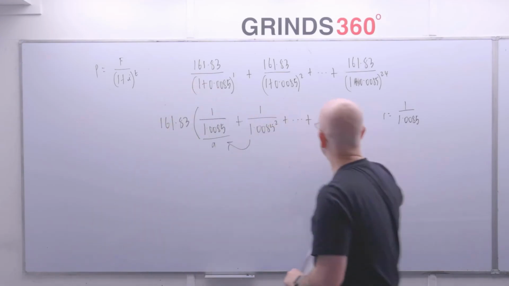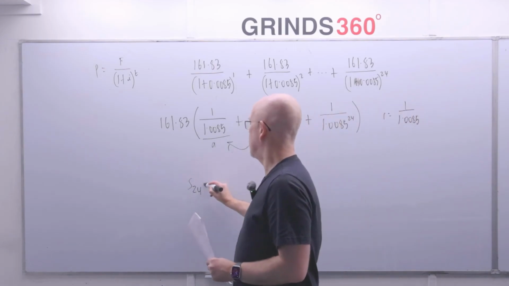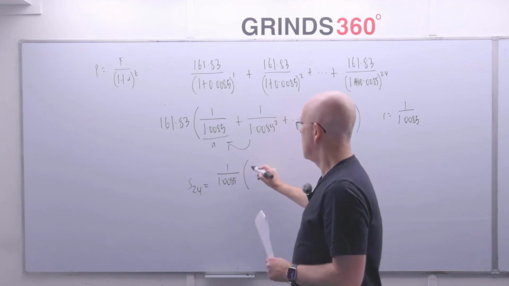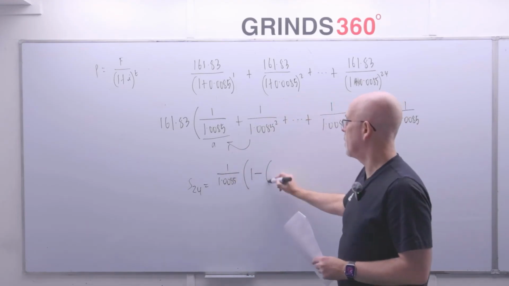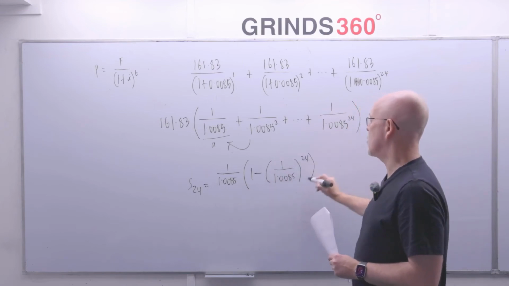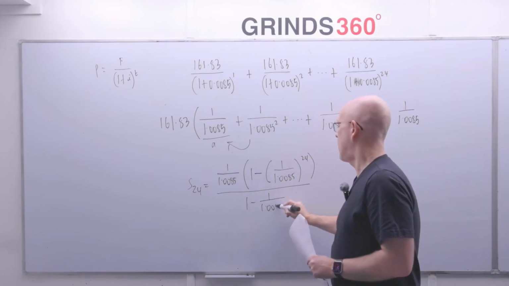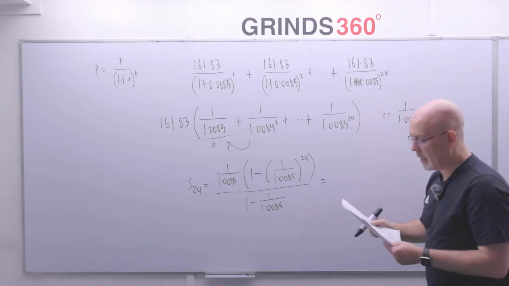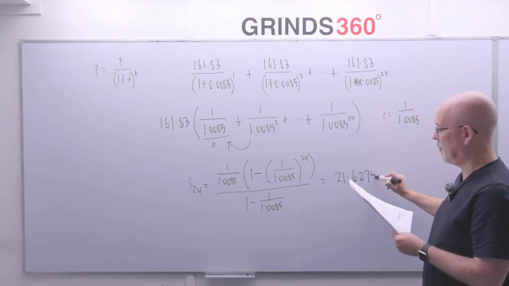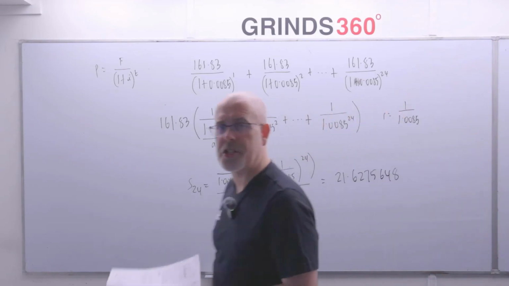You do you. And N is 24, right? So the sum of those 24 numbers, it's A, which is 1 over 1.0085, times 1 minus, there's my value for r, 1 over 1.0085, to the power of N, power of 24, r over 1 minus r. Right? And if I pop that into my calculator, that comes out at 21.6275648. Again, I'm not sure how many of those decimals I need just yet, so I won't bother rounding here.